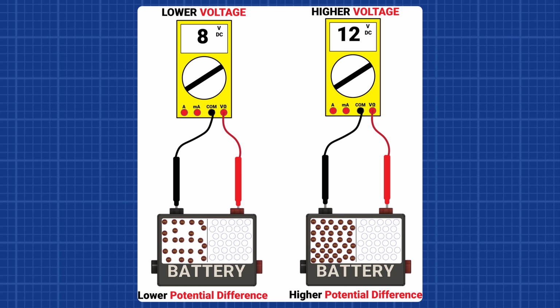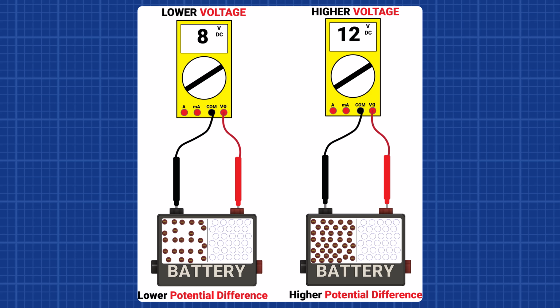The battery on the left shows 8 volts, while the battery on the right shows 12 volts. Both batteries have a difference in electron concentration between their positive and negative terminals, which is what creates voltage or potential difference. In the battery on the left, we see fewer electrons concentrated on the negative terminal compared to the battery on the right. This smaller difference in electron concentration results in a lower voltage, which the meter displays as 8 volts.